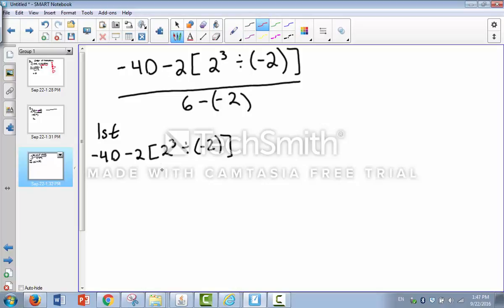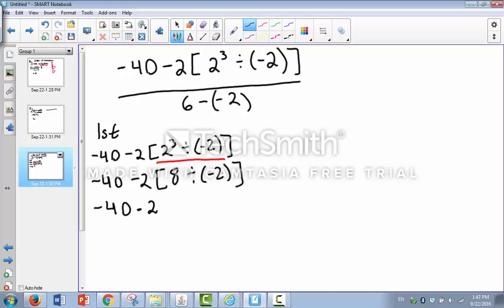So we do brackets first, and inside the brackets, there's exponents. So we're going to do the exponents inside the brackets first. Just going to write everything out. Negative 40 minus 2 times 2 cubed is 8 divided by negative 2. So inside my brackets, again, since this 2 is on the outside, I'm going to multiply by whatever my answer is inside my brackets. And 8 divided by negative 2 is negative 4. I'm going to put brackets around so we can clearly see the negatives.